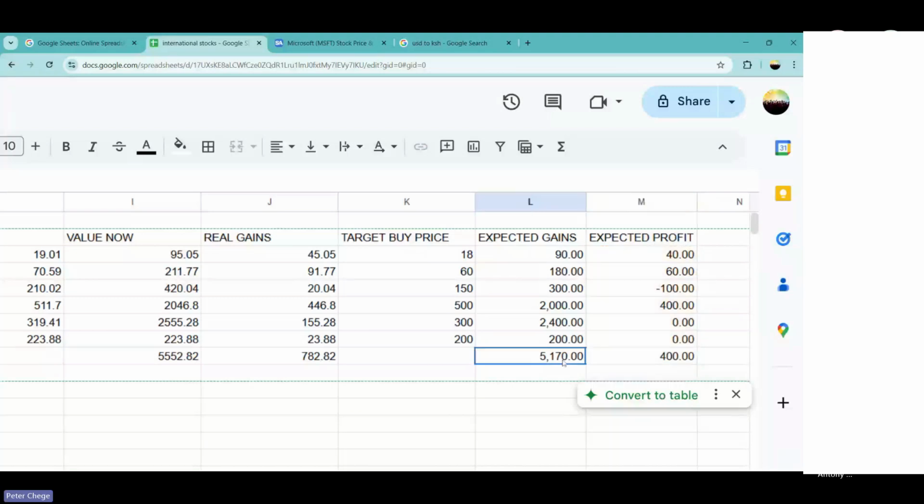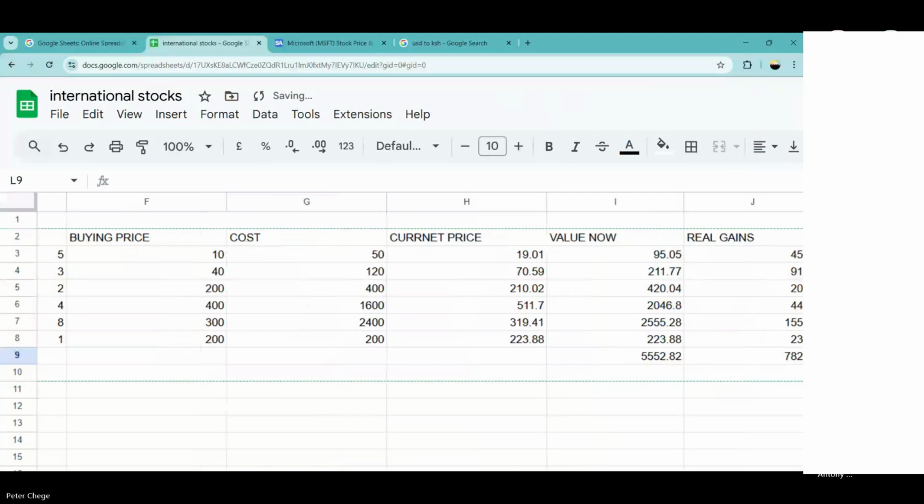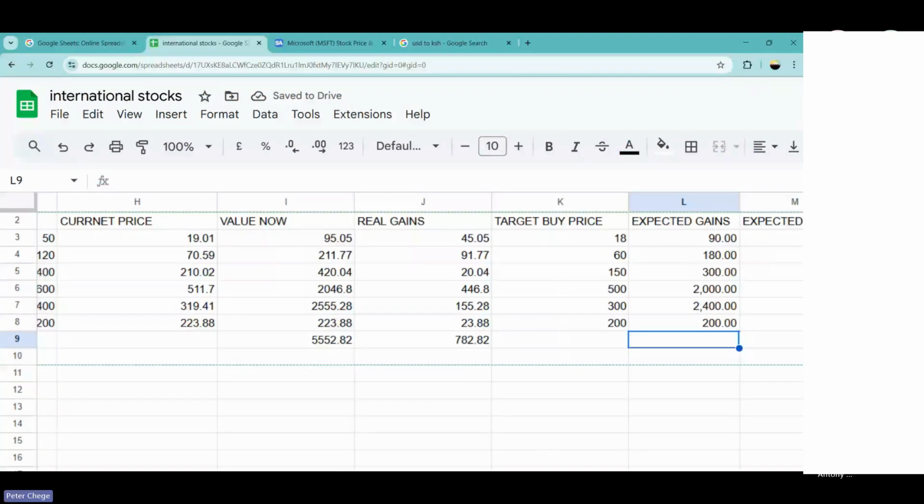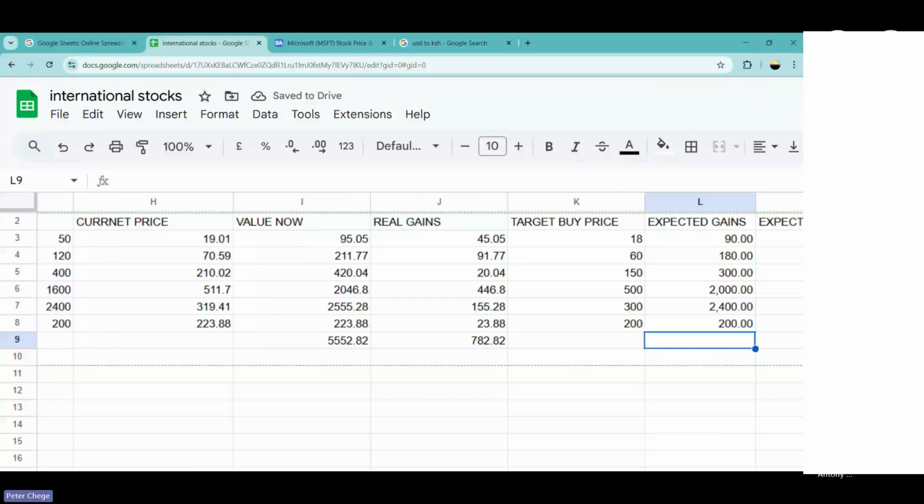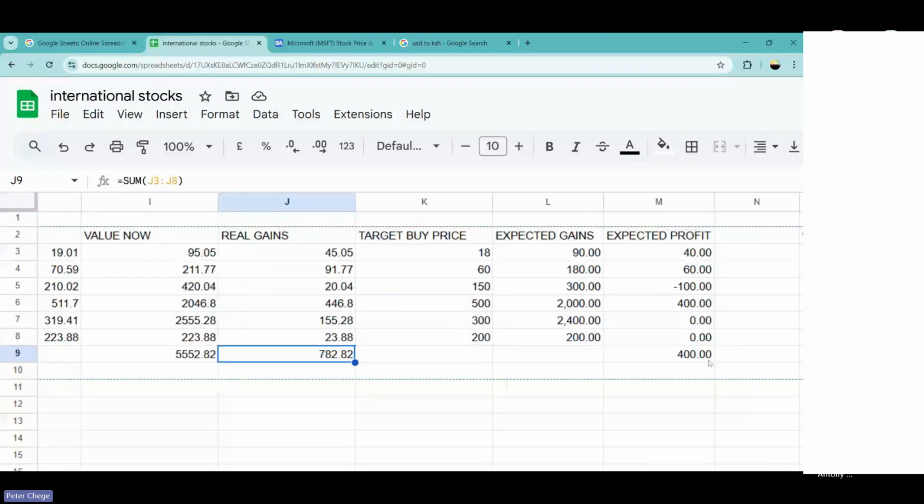Let me remove this so that it doesn't confuse you. So you are comparing the real gains against the expected. Remember you had goals. You said, I'll sell when I get this profit. So you can compare and see, I've already surpassed my expectations. At that point, you can decide, let me offload some shares.